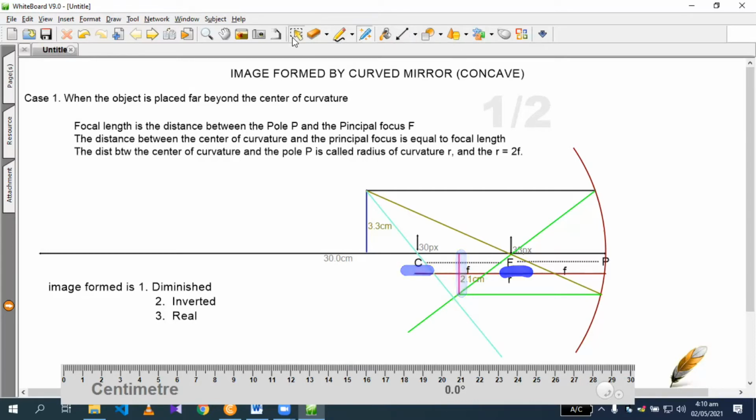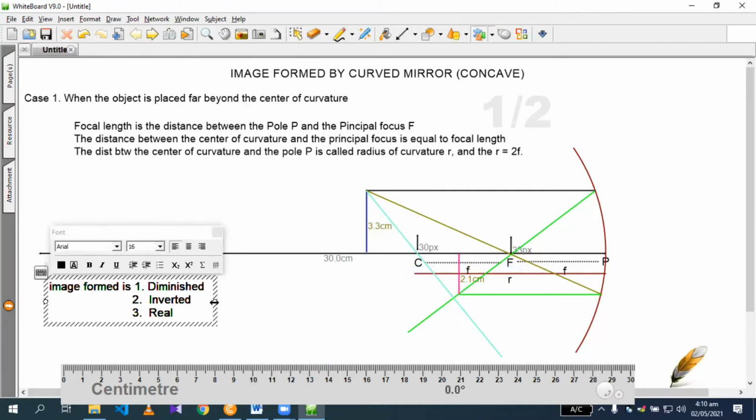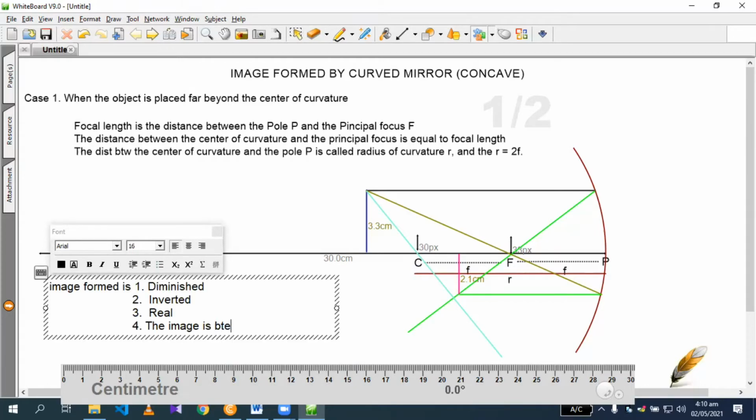So let's quickly put that down. So I can say that the image is between the center of curvature and the principal focus.